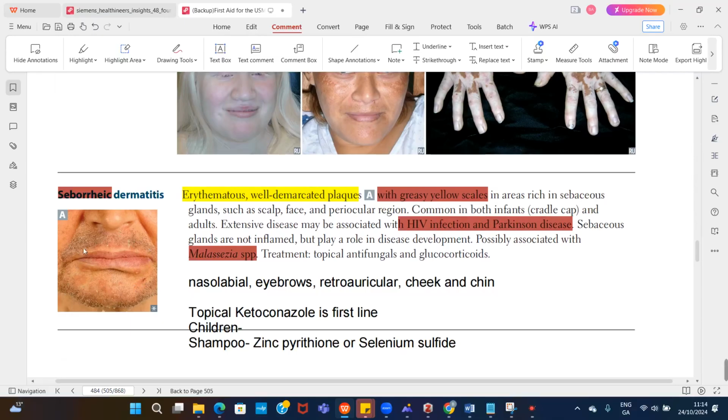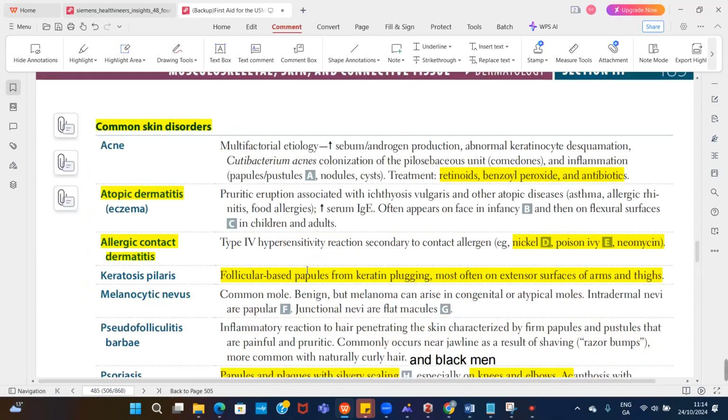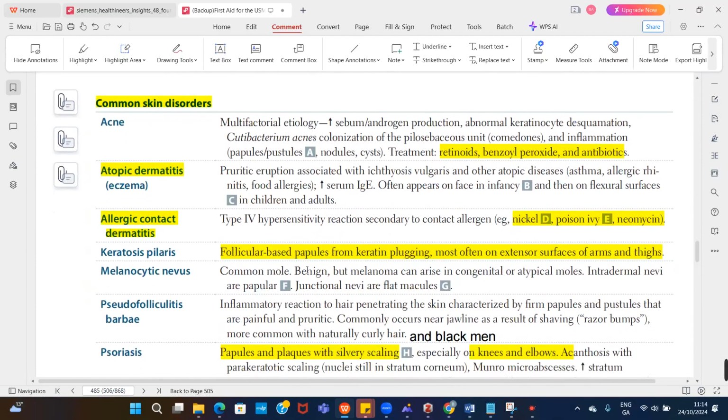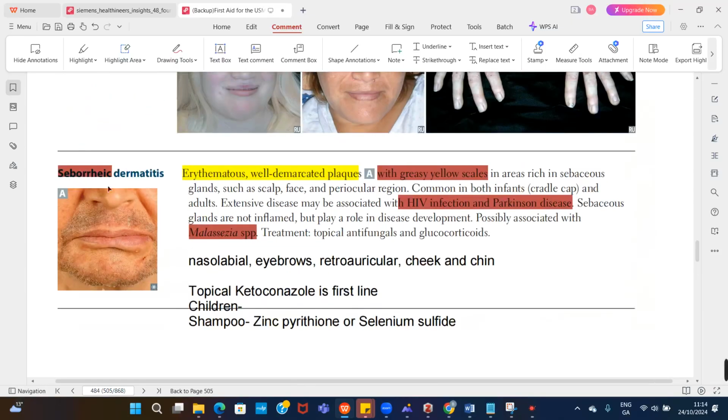So this guy now has it on his cheeks and the chin. So these are the yellow lesions. It's not very conspicuous, but we get the gist. So moving on to the common ones.